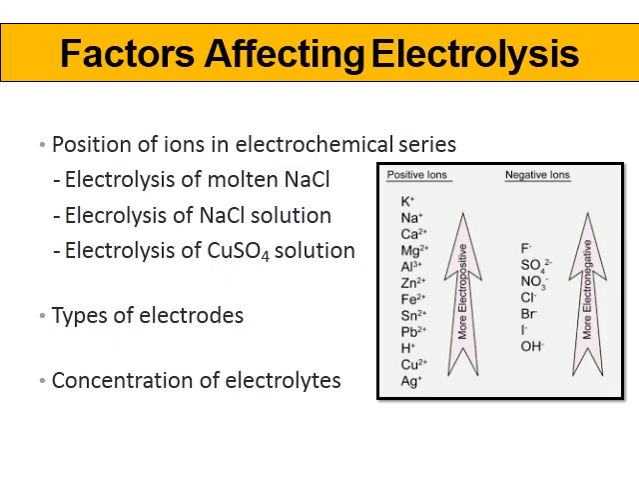Right, so what are the main factors that affect electrolysis? Number one, the position of the ion in the electrochemical series. For this one, instead of looking at SRP like in the voltaic cell, now we look at the electrochemical series.